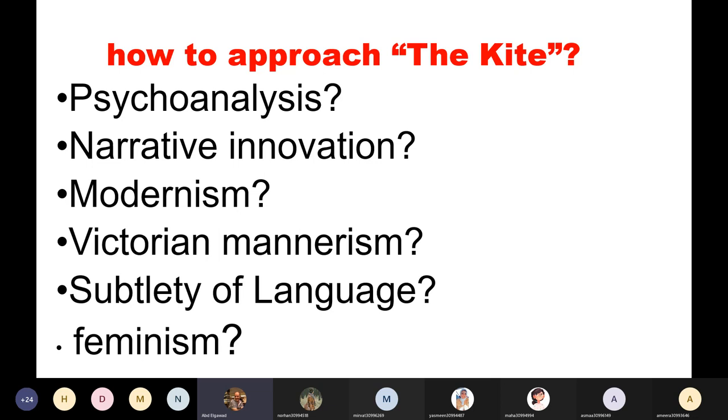So we're going to approach the story through these dimensions or these tools or aspects. But I'm repeating, you must pay attention to the fact that these are not the only things with which you can approach the story. But generally speaking, we are interested again in the Victorian age, in the fact that the story reflects the literature of the age. But let us read these things: psychoanalysis, narrative innovation, modernism, Victorian mannerism, subtlety of language, and feminism. These are some, but they are not the only ones to be taken care of.